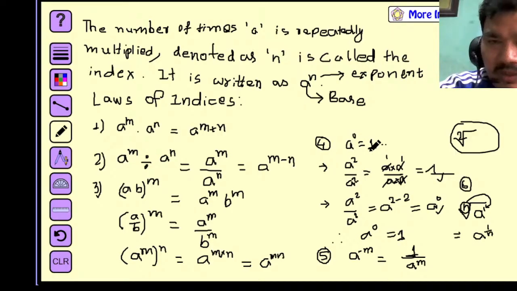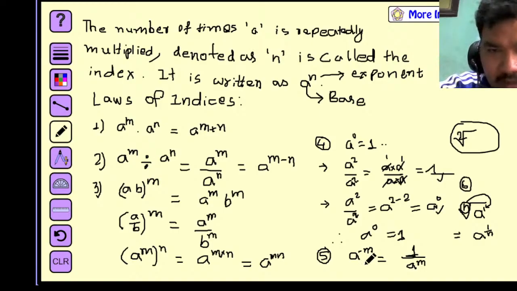And here a to the power 0 equals 1. Why? I have shown here. a square by a square. Before, we used to do it like this, it will come 1. But now, according to the laws of indices, what will be here? We subtract the power, and we write a to the power 2 minus 2, then it will be a to the power 0. Here the answer is 1, here it is a to the power 0. That means a to the power 0 equals 1. The questions are equal, so the answers must also be equal.